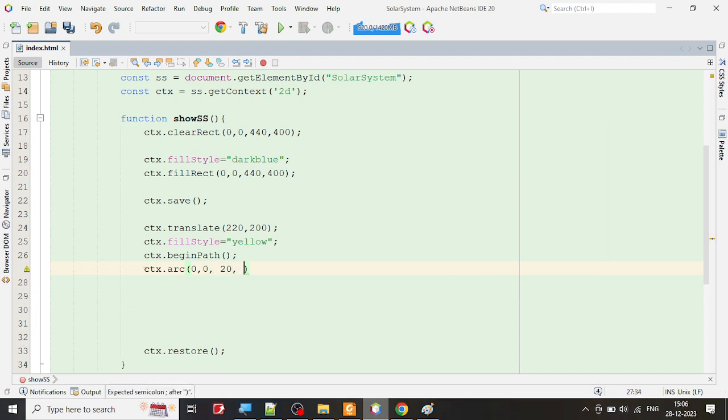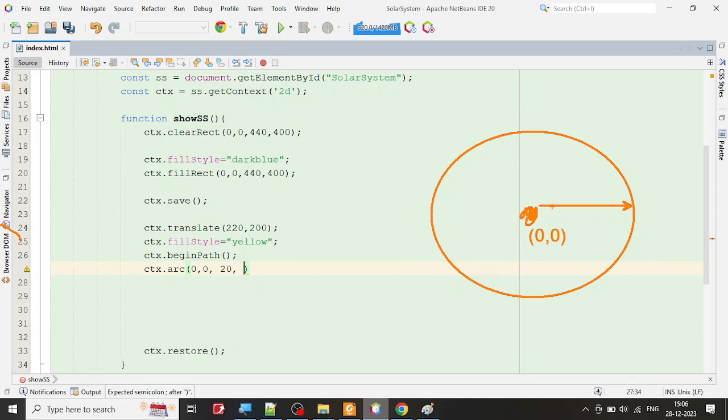So in other words, I'm saying that for this particular circle that I'm going to draw, the center of this circle, the middle of it, will be at 0, comma 0, and the radius of this circle will be 20. So this is what I've done. However, I'm not drawing the circle. I am drawing the arc.